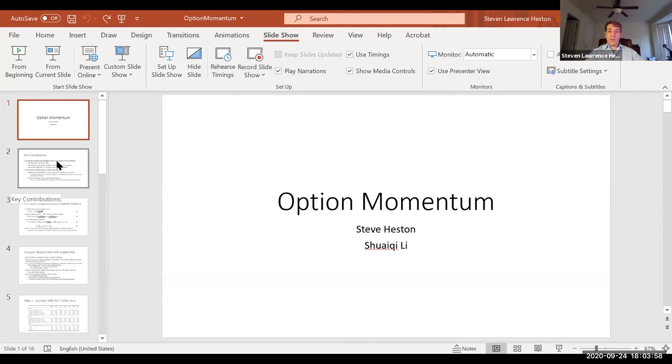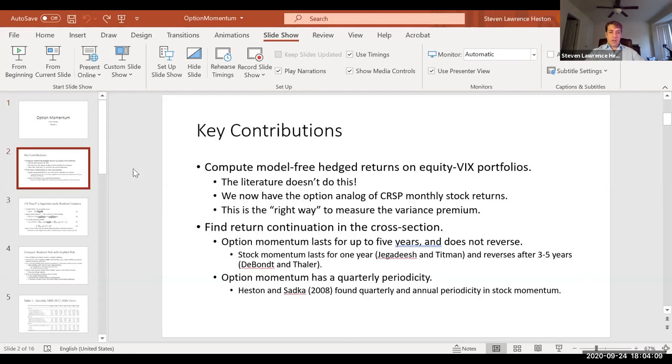This paper was largely inspired by literature that started with a paper by Peter Carr and Liuren Wu. This paper has a methodological contribution, which is to compute model-free hedged portfolios. Exasperatingly enough, the literature doesn't do this. So we have done it, and now we have the equivalent of the CRSP monthly stock returns, but these are option returns on portfolios of options on individual stocks.